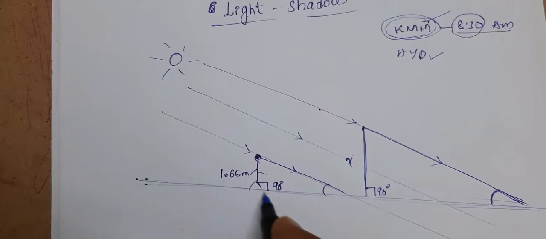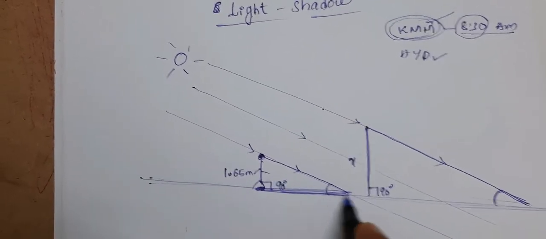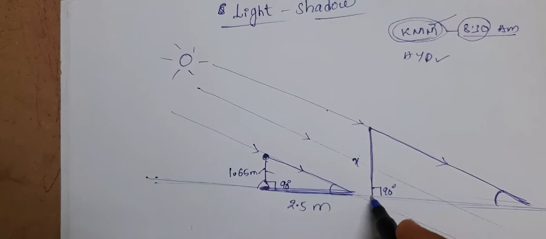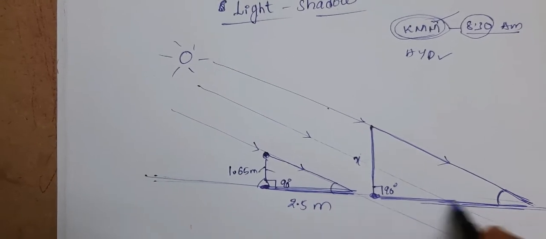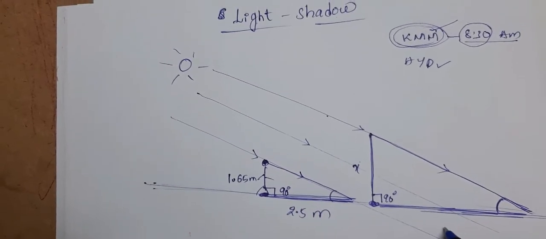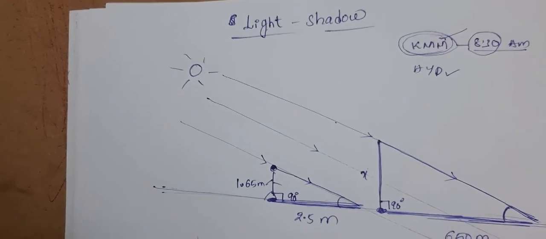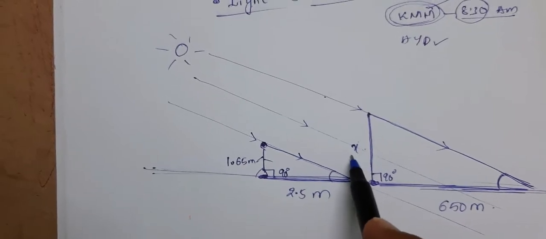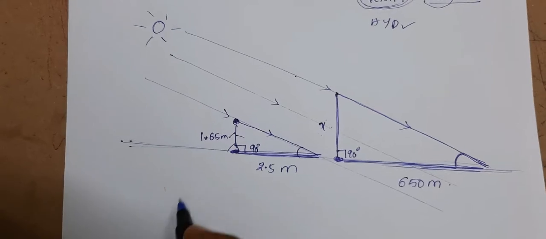So for example, due to the sun rays, the person's shadow is 2.5 meters, and the building's shadow is, for example, 650 meters. So what is the height of this building? We must calculate now, right? We'll prove it now.